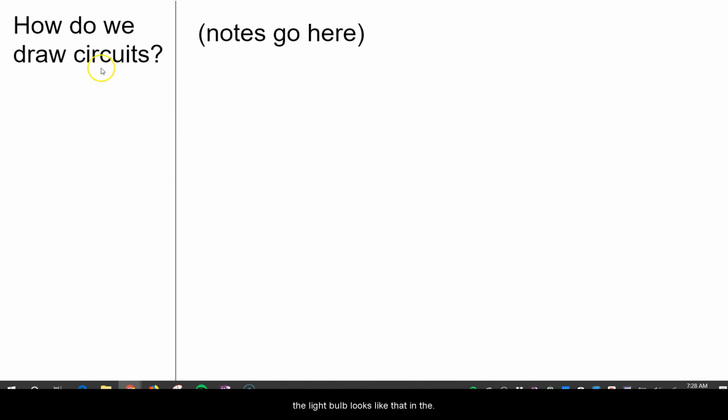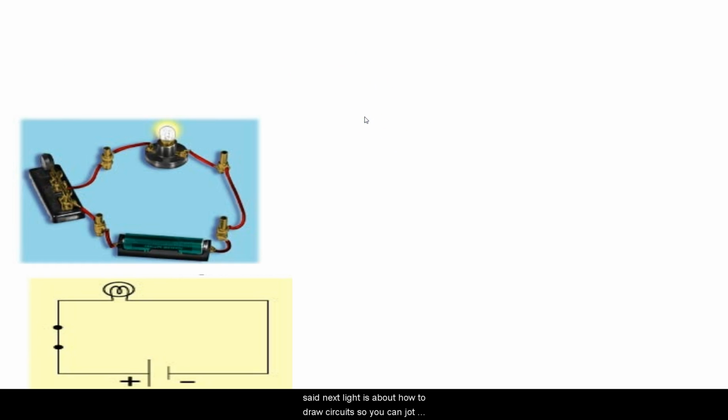Alright, so back to it. Like I said, the next slide is about how to draw circuits. You can jot that down and then write down your notes off to the side.